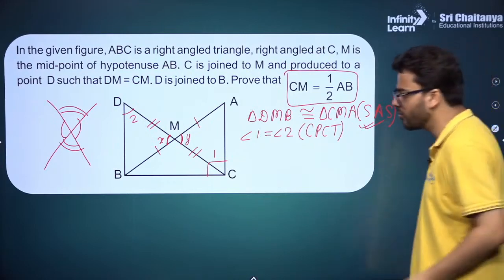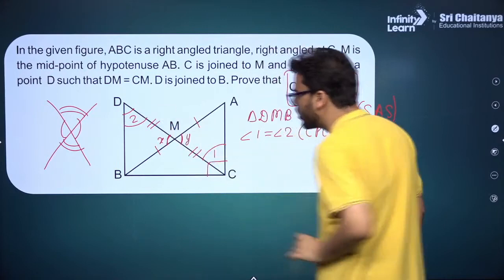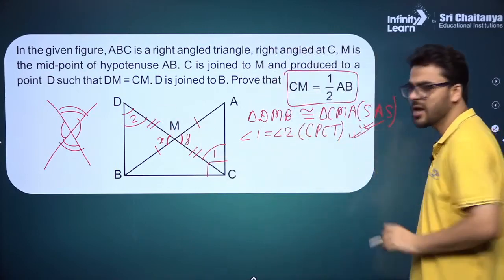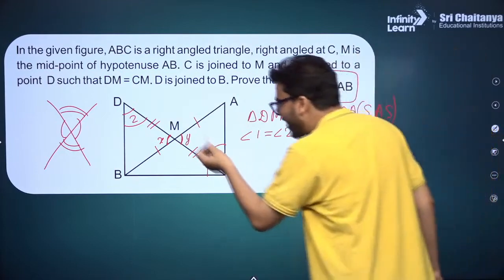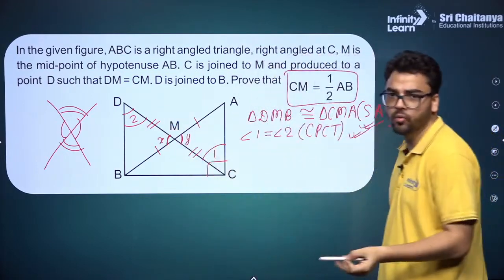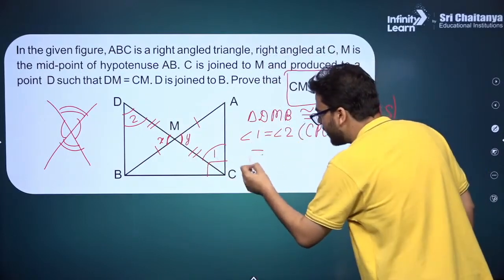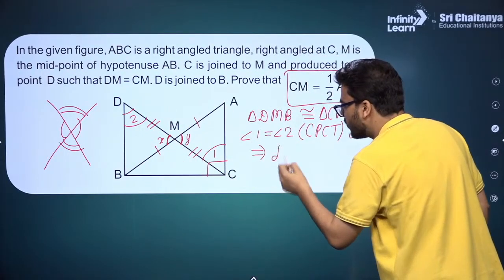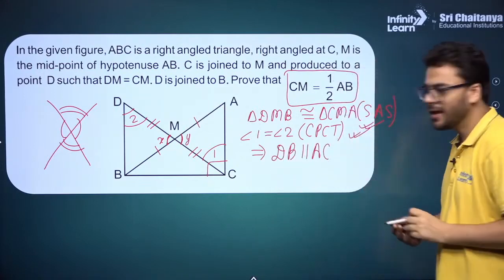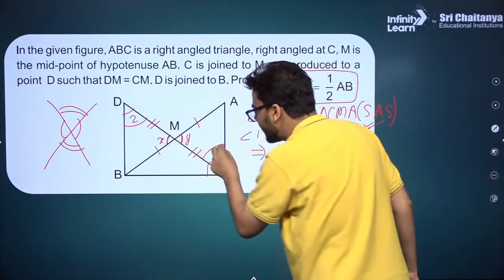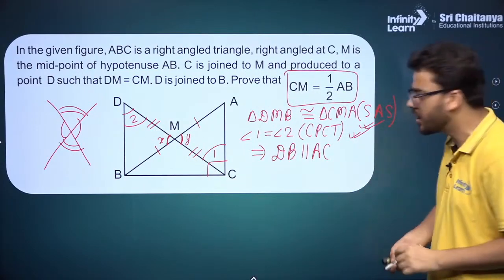And if they are congruent, suppose this is angle 1 and this is angle 2. So 1 is equal to 2 because they are corresponding parts of congruent triangles, correct? And you see over here, if we have proved 1 is equal to 2, what we can say? Can we not say that BD and AC, they are parallel? Can I say over here that DB is parallel to AC? The reason being, these are alternate interior angles and we have proved alternate interior angles to be equal.